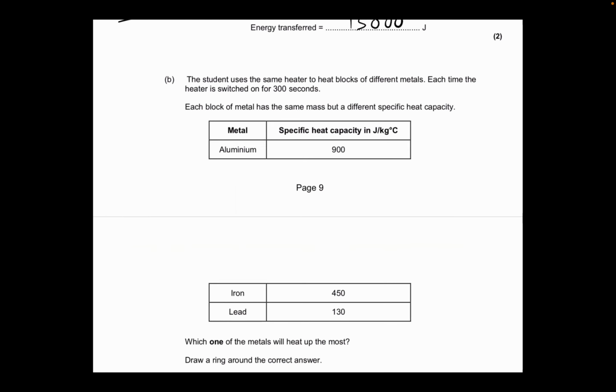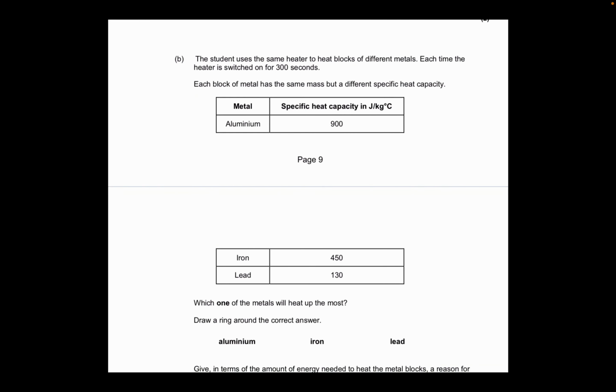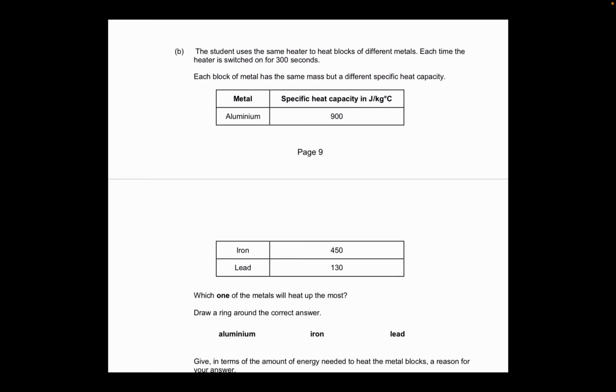Next question states that the student uses the same heater to heat blocks of different metals. Each time the heater is switched on for about 300 seconds, and each block of metal has the same mass but a different specific heat capacity. So now this moves on to the chapter of heat capacity. Now you have to state which one of these metals will heat up the most. In this case, we know that aluminum has the highest specific heat capacity, and we can say that it takes time for it to heat up. And since lead has the lowest specific heat capacity, we can mention that lead is the metal that's going to heat up the most, right? Because it's going to be quickly heated up.